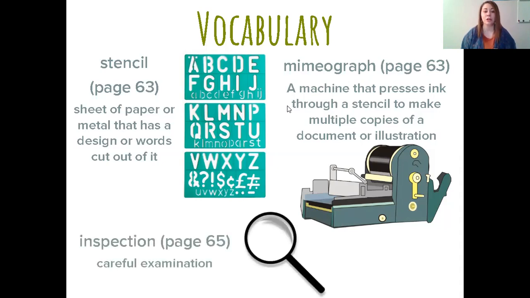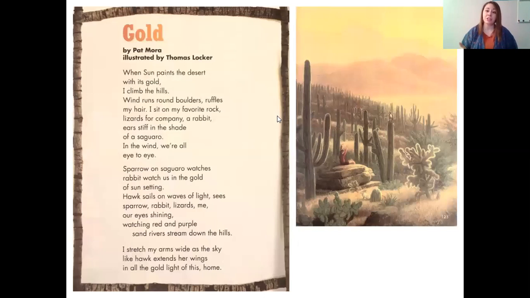And then the last word that we have is inspection. So that's a careful examination of something. That's why I included that magnifying glass, because we're going to look it over very carefully. Okay, so looking at close detail. All right, so before we start our story, we're actually going to read a quick poem.